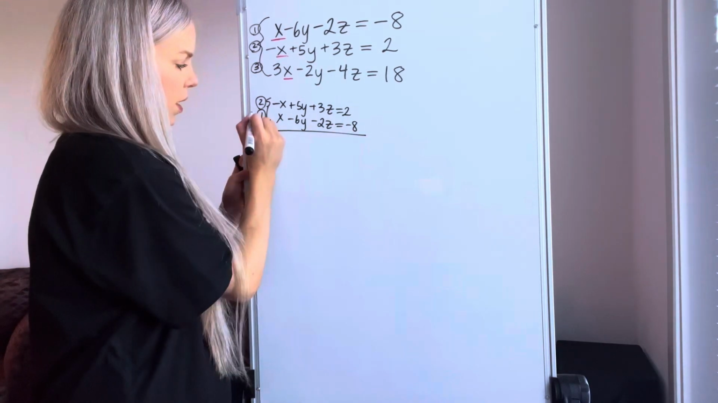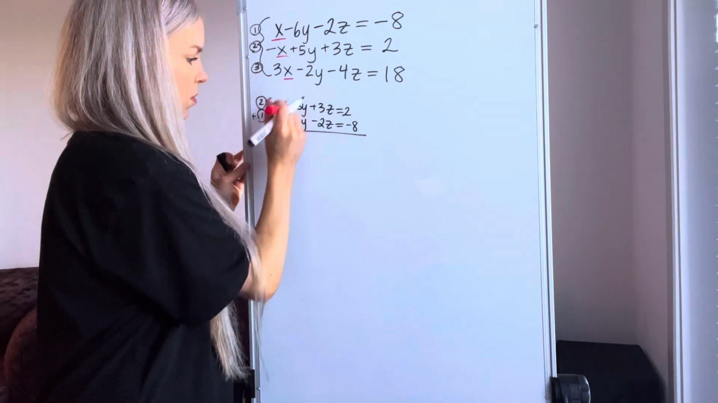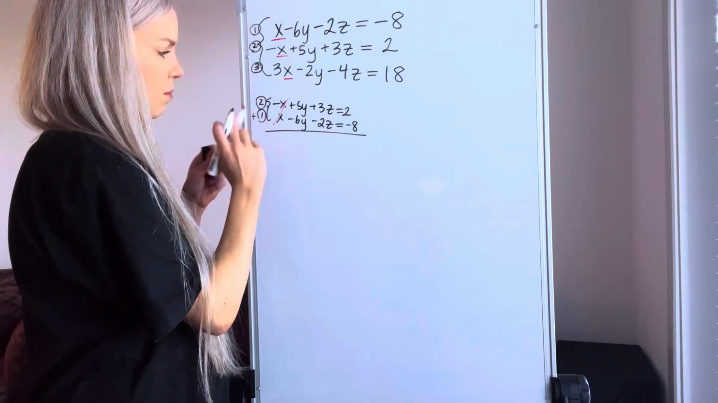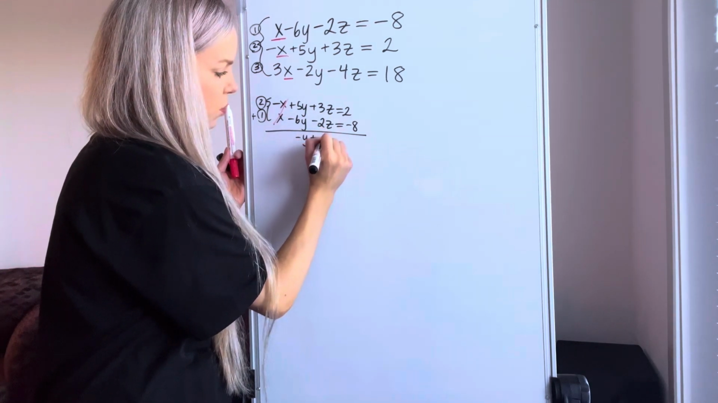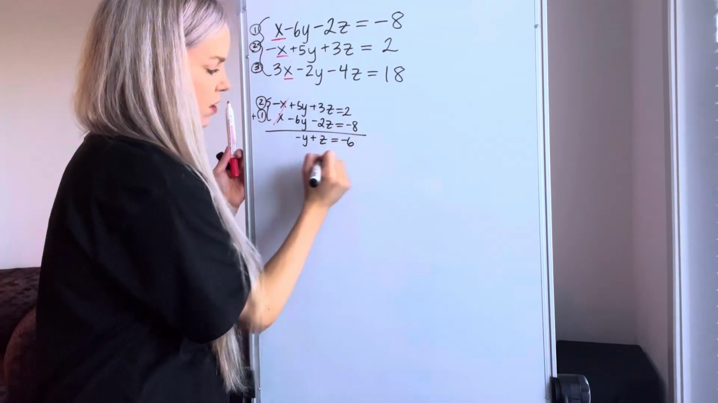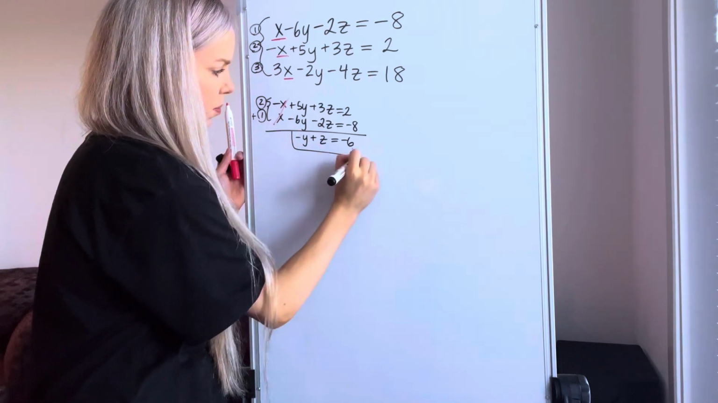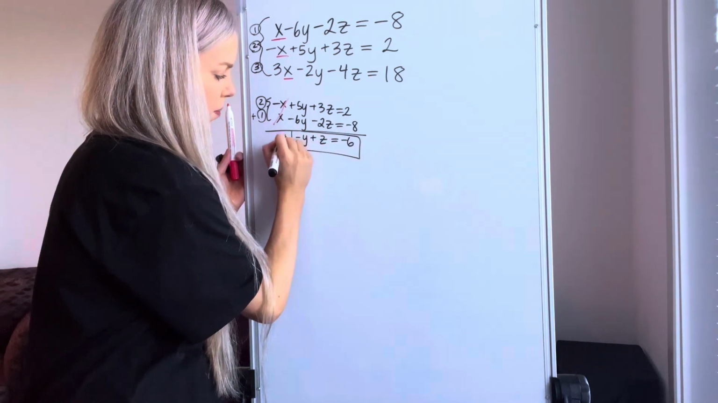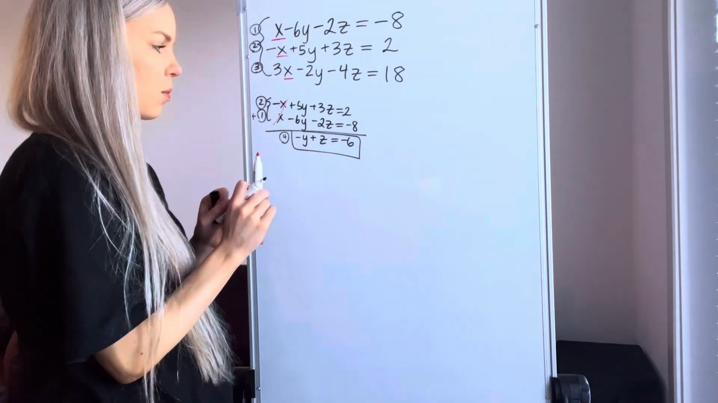Now when I add these together, the x's cancel, leaving me with just negative 1y plus 1z equals negative 6. This will be our equation 4. I'm going to put a box around it. We'll come back to it. That's going to be part of our 2x2 system that we're going to solve.